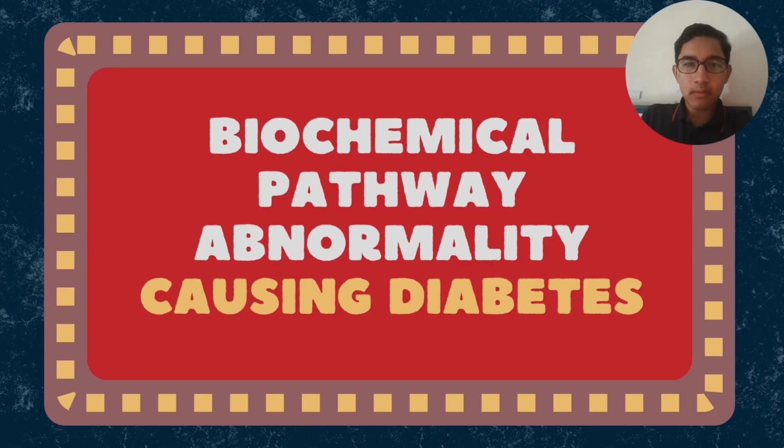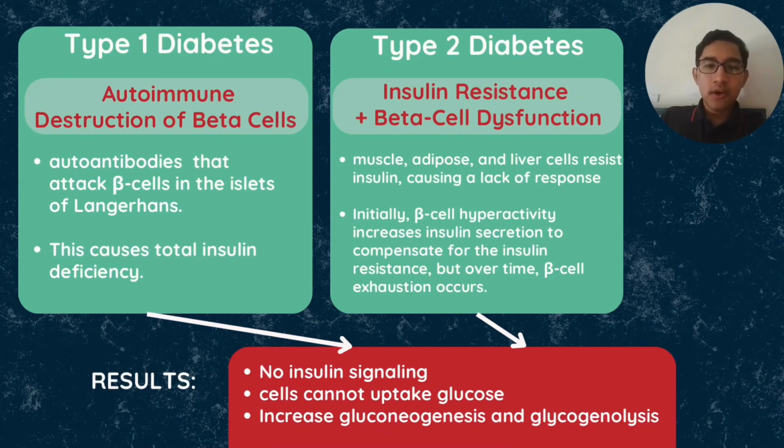Let's look at how biochemical pathway abnormality can cause diabetes. Type 1 diabetes is caused by autoimmune destruction of pancreatic beta cells. These cells are responsible for producing insulin. When they are destroyed, the body can no longer make insulin, leading to complete lack of insulin signaling.